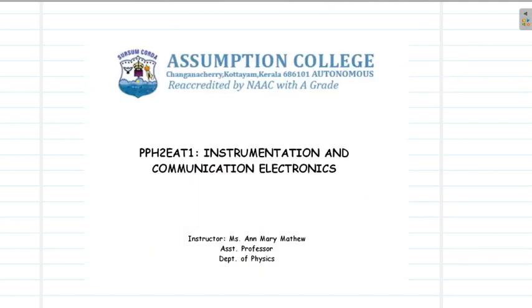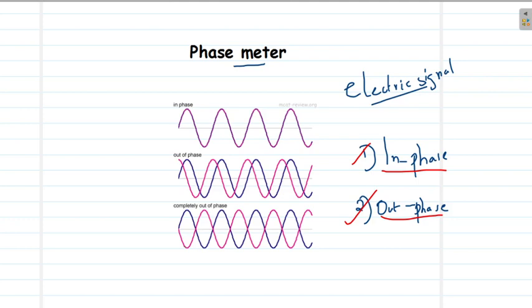So I hope this concept is clear for you. The working of the phase meter is clear for you. Thank you.